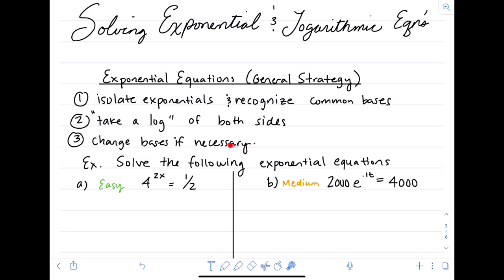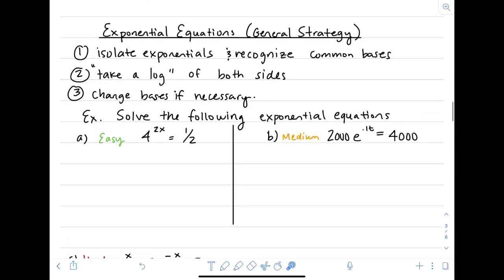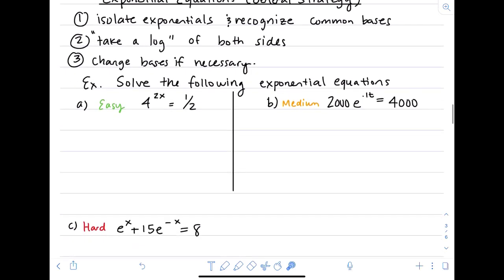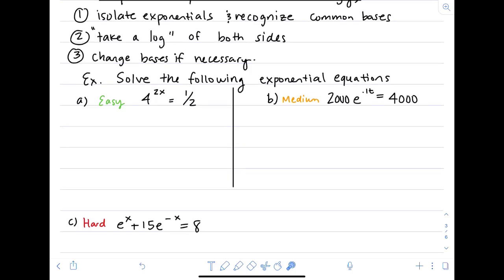And lastly, you can change bases if you need to. So if for some reason you have different exponentials, like a 2 to the x and a 3 to the x in the same equation, it might be to your advantage to go ahead and change the base of one of those to match with the other one. Possibly. Not always. So let's jump in and do some examples.